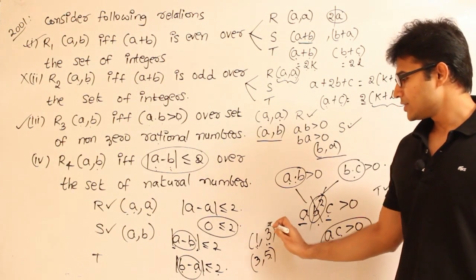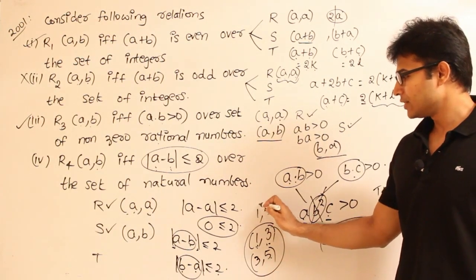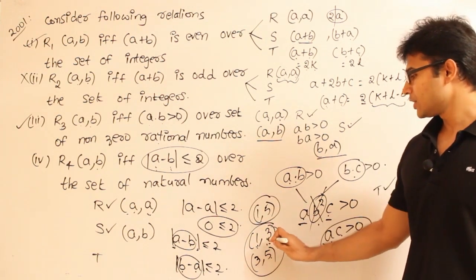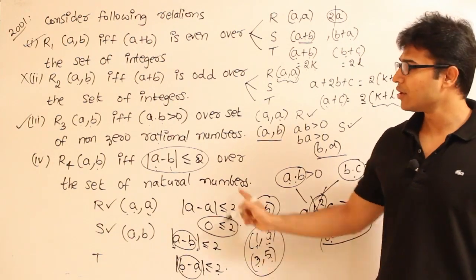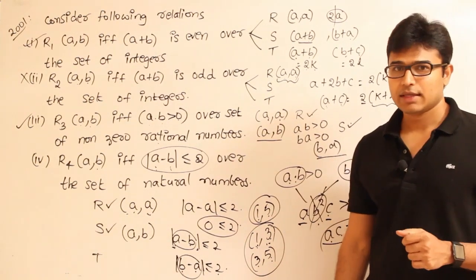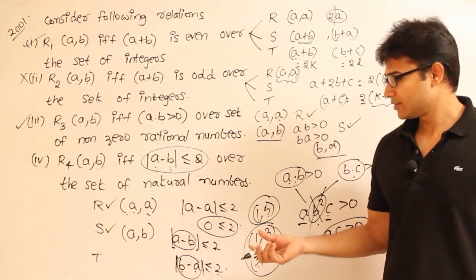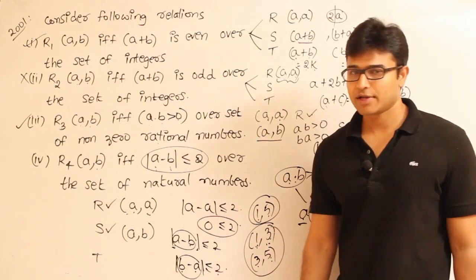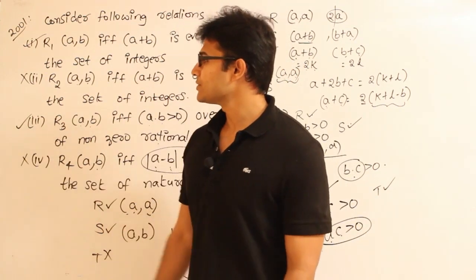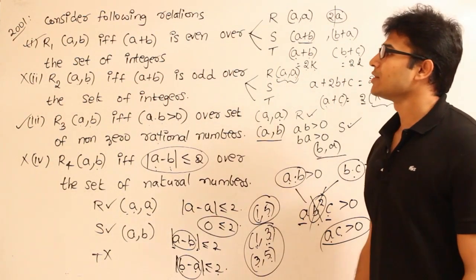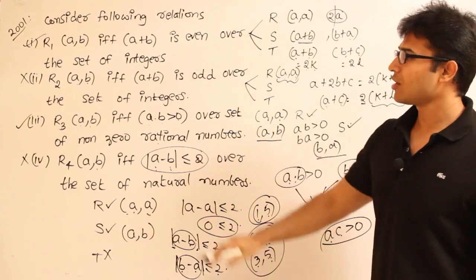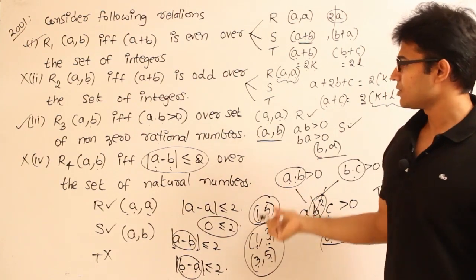Now what can we say about 1 comma 5? The difference is not less than or equal to 2, the difference is 4. Therefore, even though 1 comma 3 and 3 comma 5 both belong to the relation R4, 1 comma 5 does not belong to the relation R4. So we can say that clearly this relation R4 is not transitive, and when it is not transitive, we can say that it is not an equivalence relation. Got it? So in this question, R1 and R3 are equivalence relations, R2 and R4 are not equivalence relations. So this is how you are supposed to analyze.